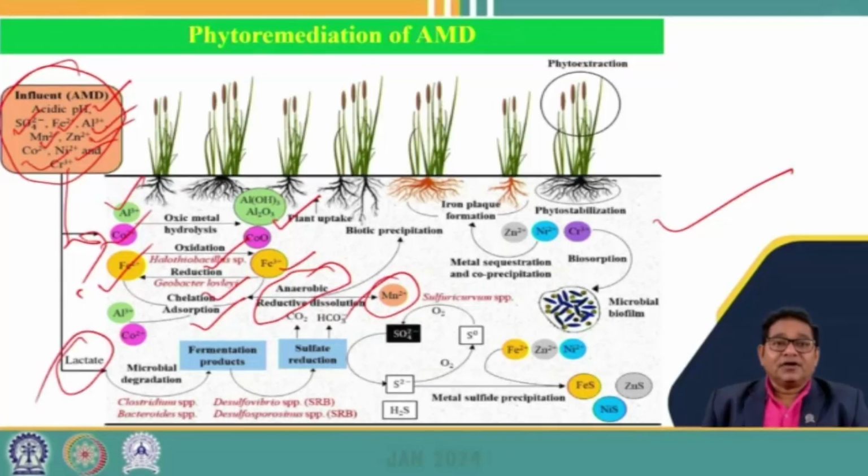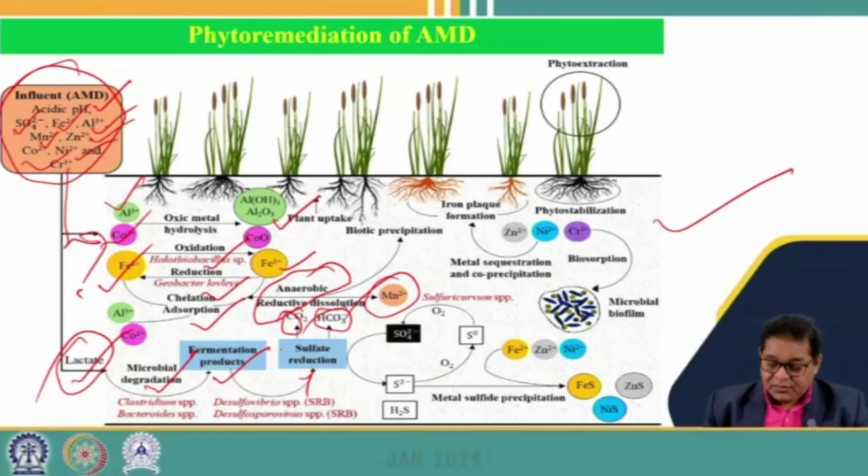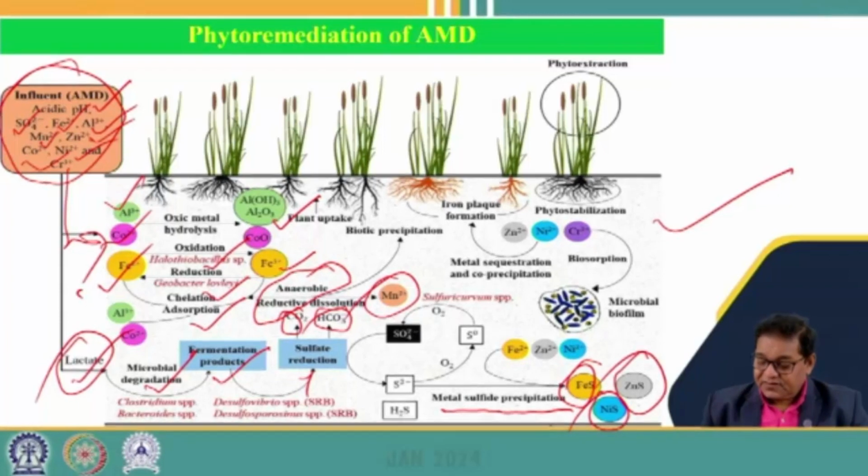And whatever energy source is present in the acid mine drainage, like lactate, is microbiologically degraded through the fermentation process, and then these fermentation products reduce the sulfates, and carbon dioxide and bicarbonate are produced in the process. Finally, the metals are precipitated in the form of their sulfides, such as zinc sulfide.